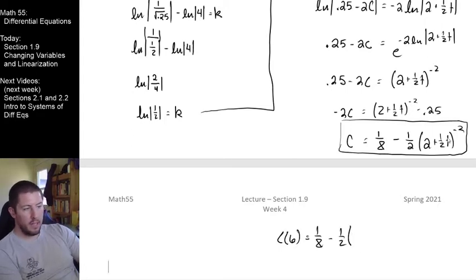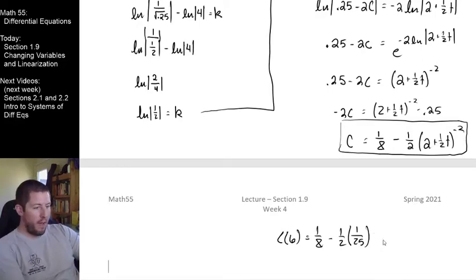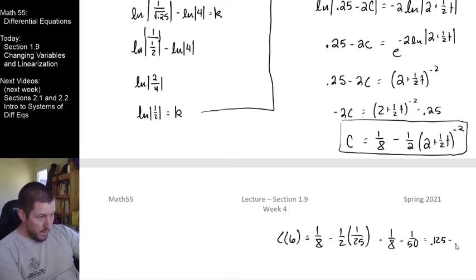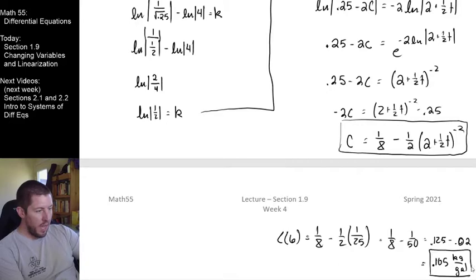When I plug in 6 into this thing, 6 times 1/2 is 3, plus 2 is 5. 5 squared is 25, and the negative says do 1 over that. And if we go to our calculators and do this, oh, I guess I know this one, it's 0.125 minus 0.02. And that's going to give me 0.105 kilograms per gallon. That is my final concentration of sugar in the tank at the moment that the tank begins overflowing right there.